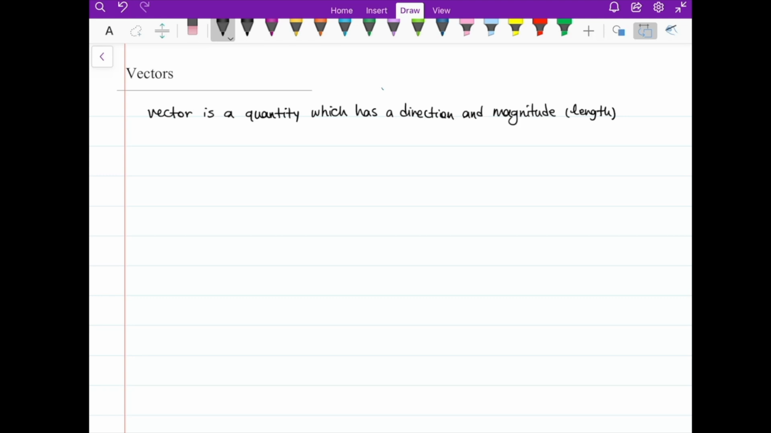so some quantities like force in physics, or velocity, or displacement. So all of them, we can represent all of them by a vector. And a vector has a direction and has a magnitude. So these two are the most important factors of a vector.